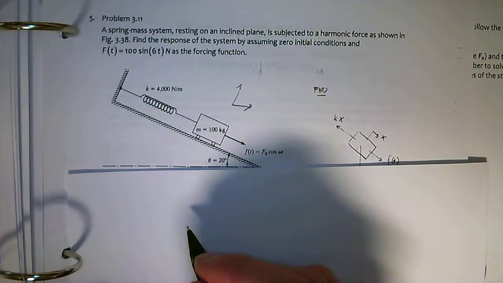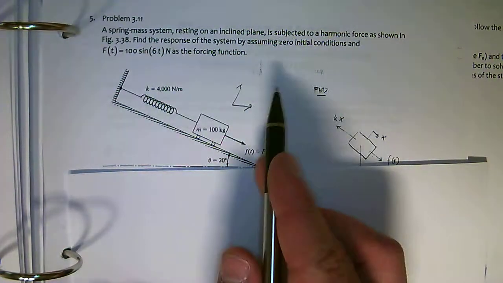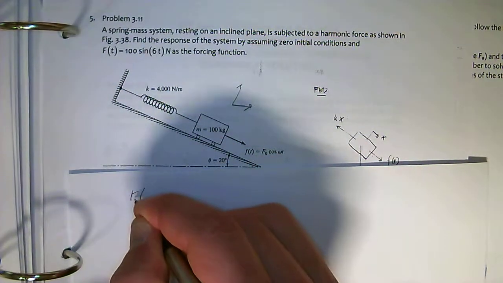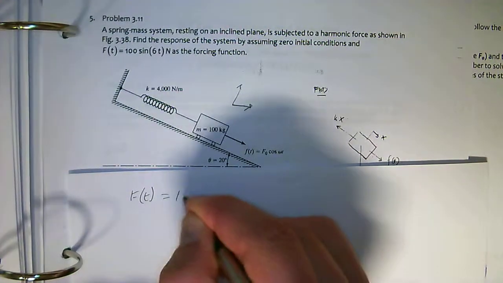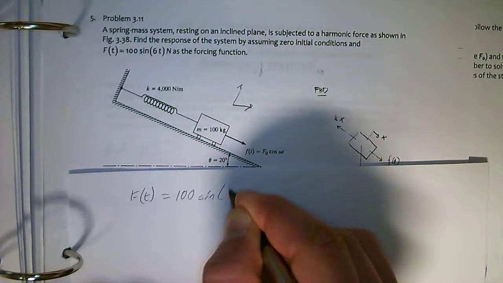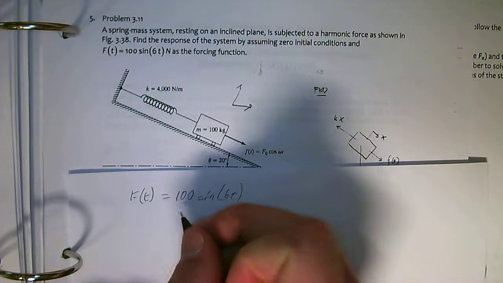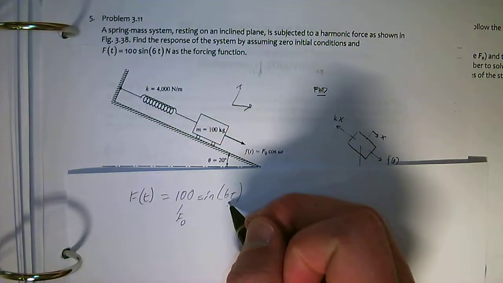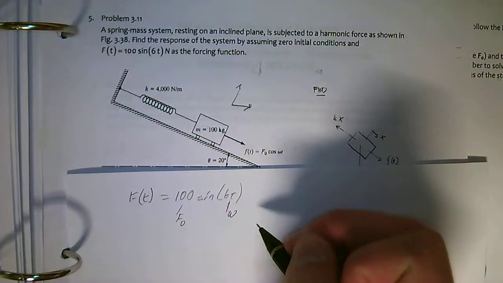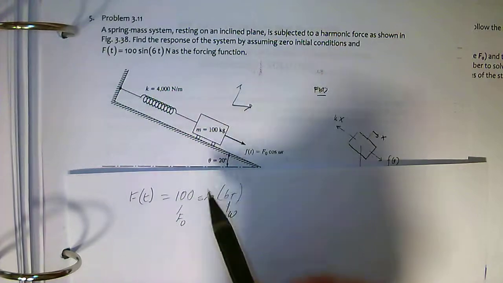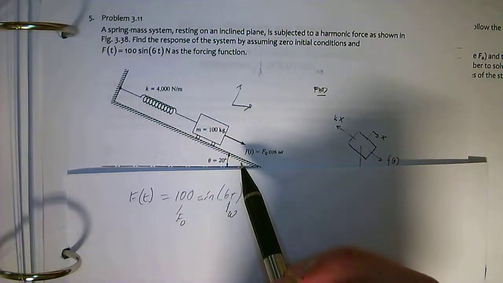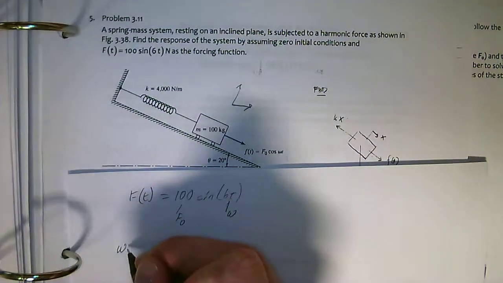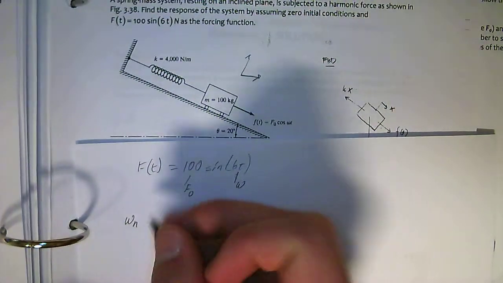So what we're looking at right here is based on the information that we have right now. We can look at this f of t, which is equal to 100 sine of 6t. Right here, you already have an f naught and omega equal to 6. We also have k given to us. We also have the mass given to us. So from there, it's actually pretty simple. We can go ahead and immediately find omega n that we'll be using for this problem.